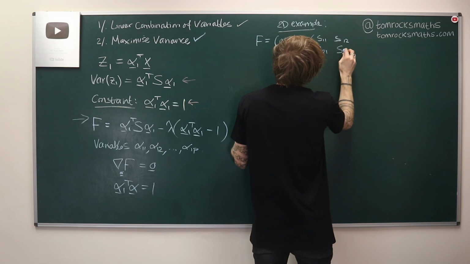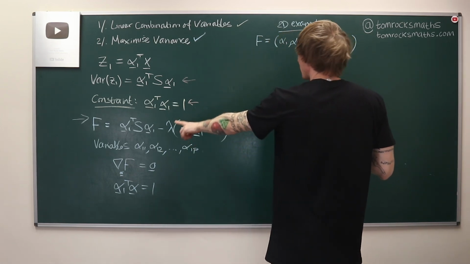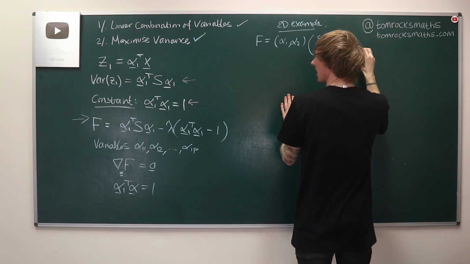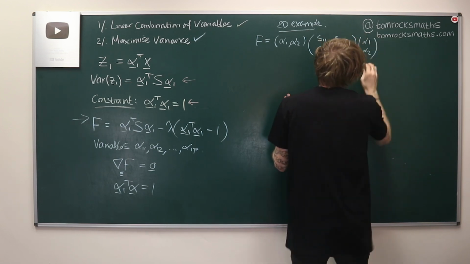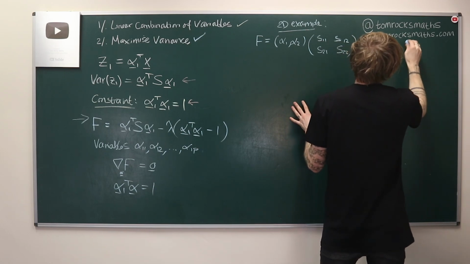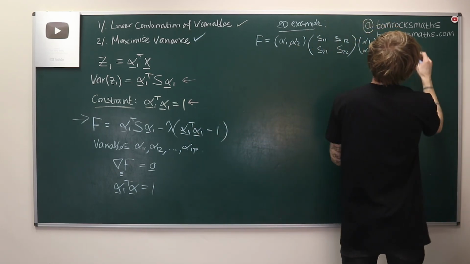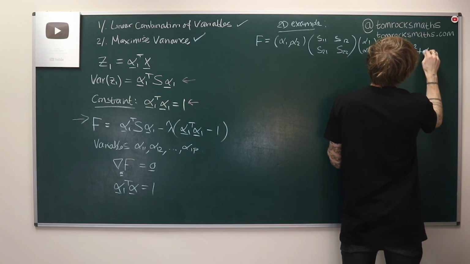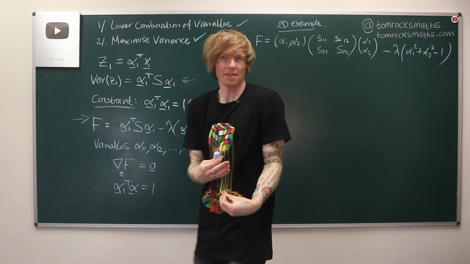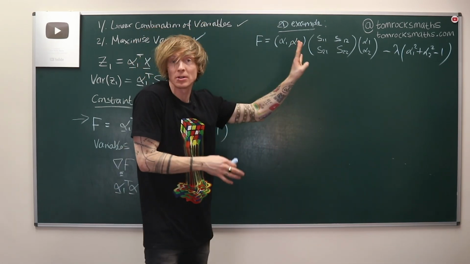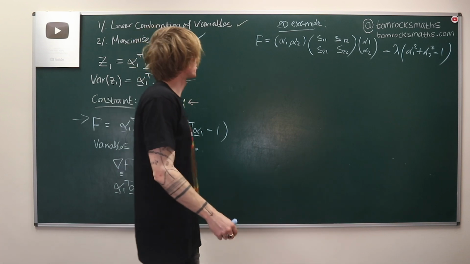And then we've got minus, then multiply by alpha 1, alpha 2 there. Then we minus lambda times alpha 1 transpose times alpha, which gives me alpha 1 squared plus alpha 2 squared, minus 1. Okay, so this is an explicit F in the case of two variables, and therefore we only need to work out two coefficients, which I've labeled alpha 1 and alpha 2.